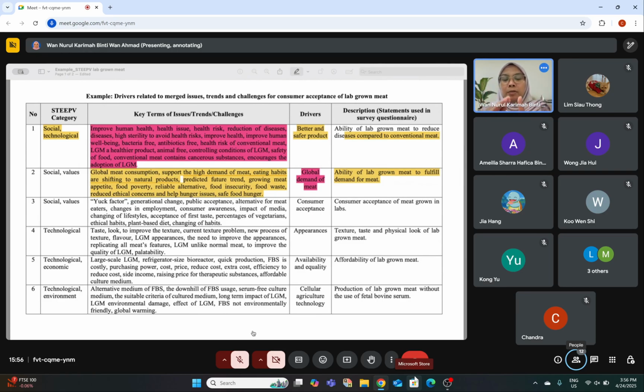Daripada impact uncertainty tu nanti you will choose 2 factors that have the highest impact and also the highest uncertainty, and you will use the 2 key drivers with the highest impact and the highest uncertainty to develop your future images. So that is basically what the PSM project is about.